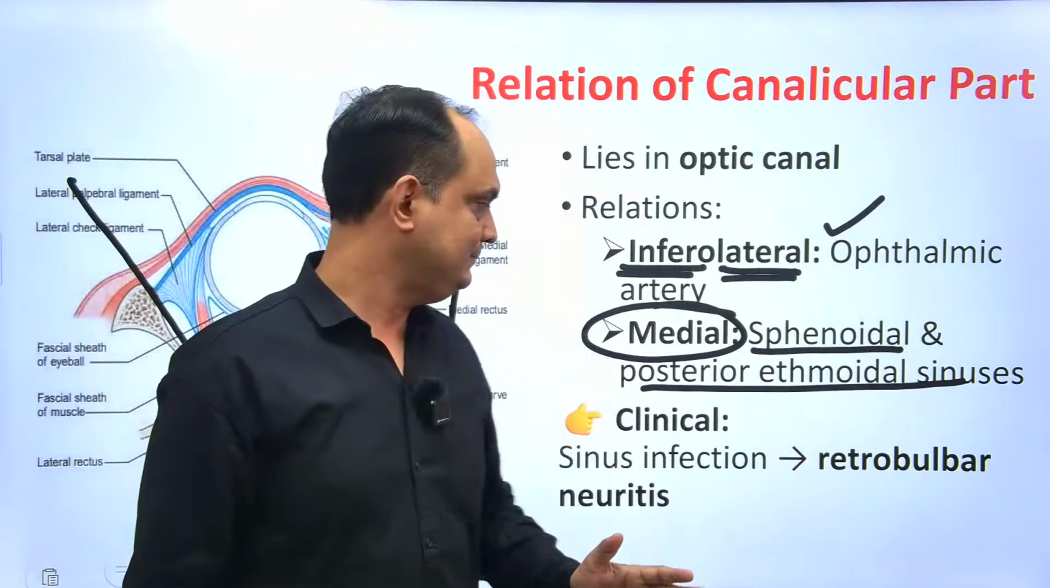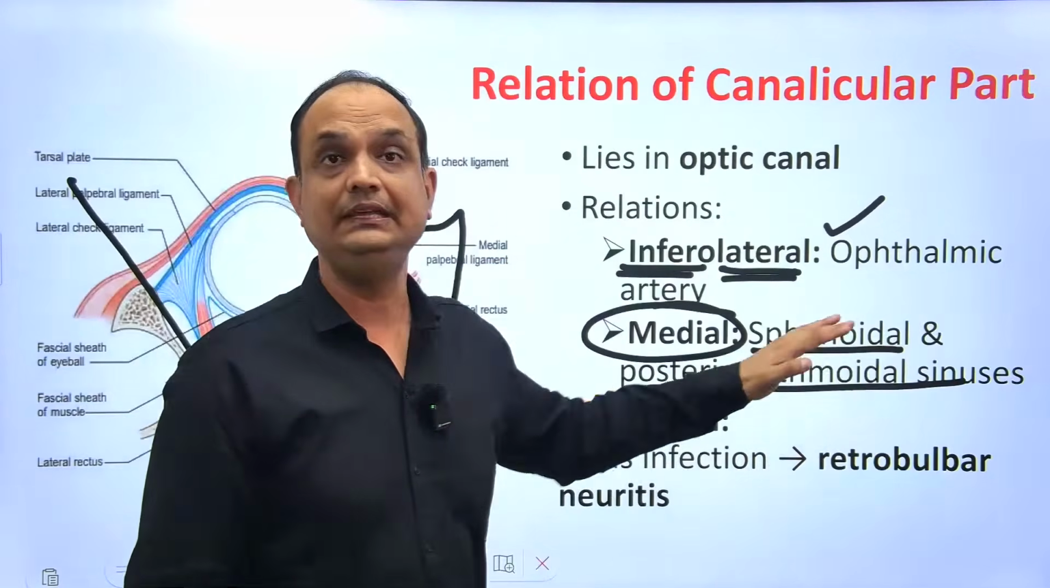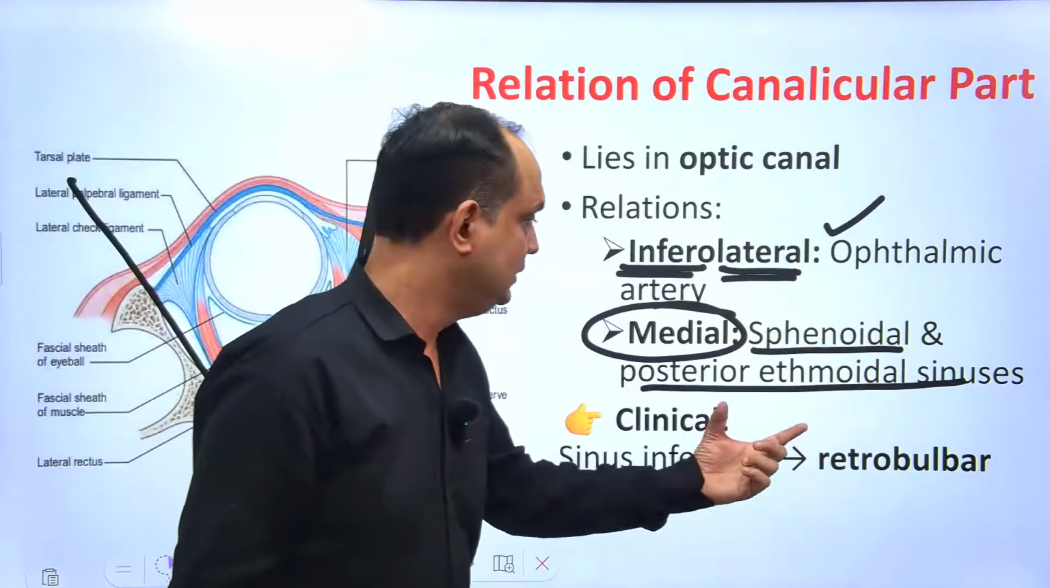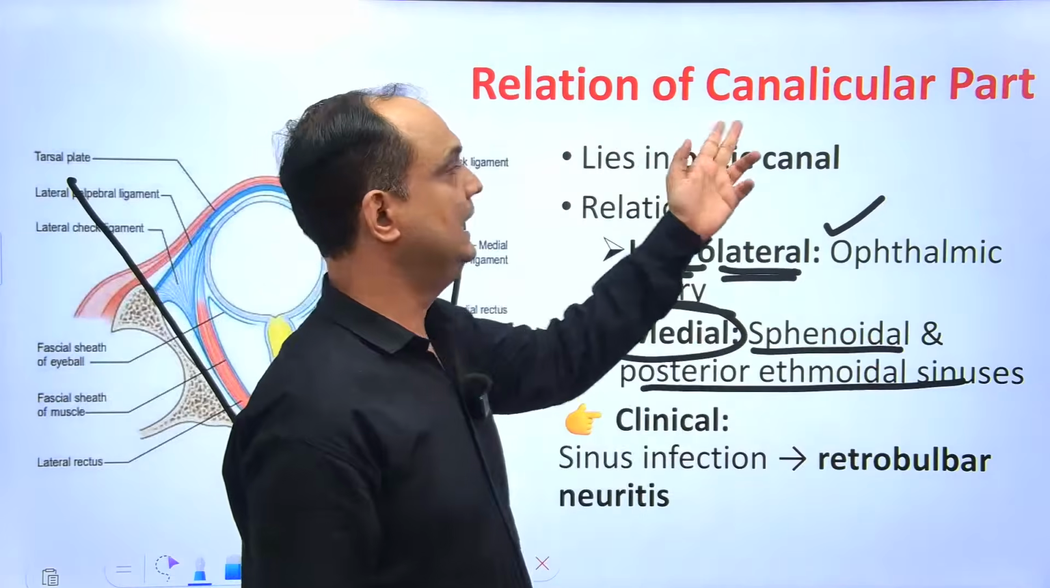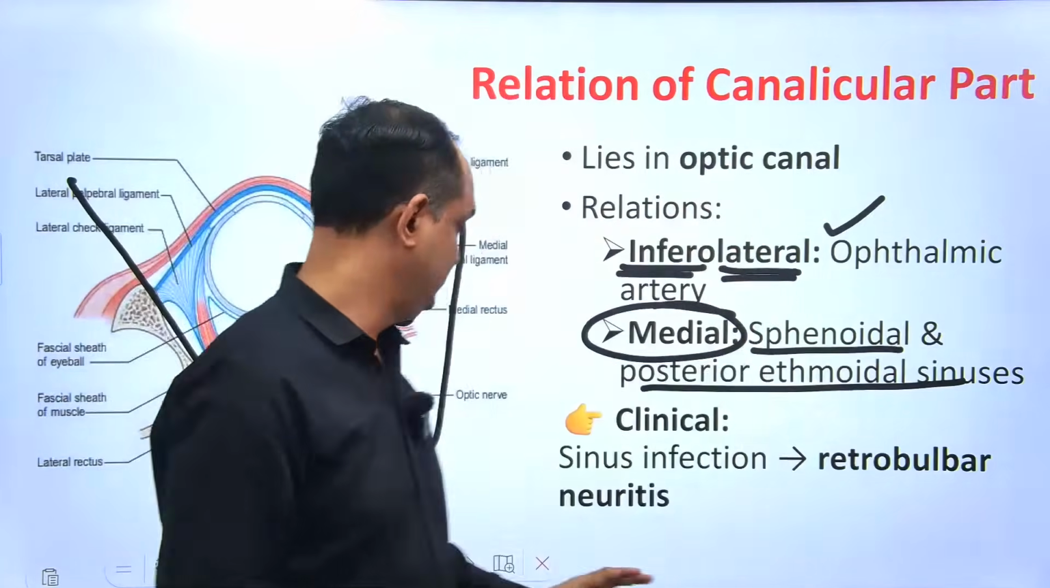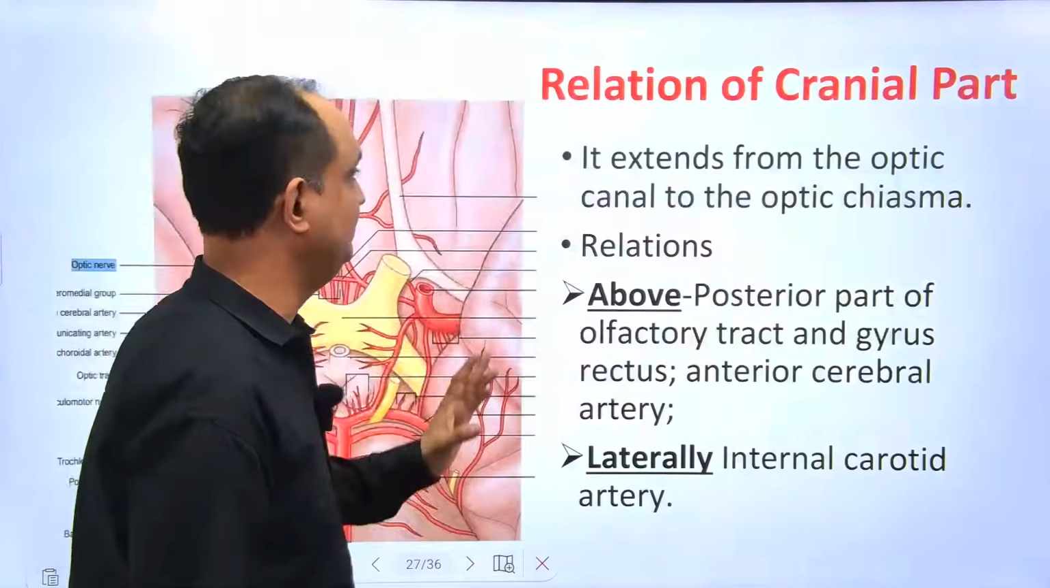So sometimes a sinusitis in these areas may cause retrobulbar neuritis, that means irritation of this canalicular part of the optic nerve. So it may be asked as an MCQ sometimes.